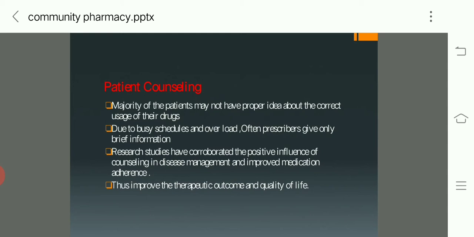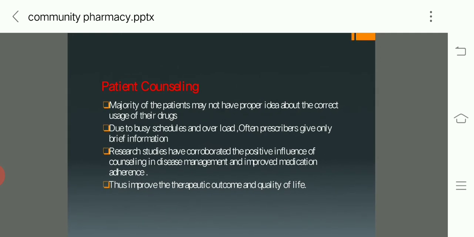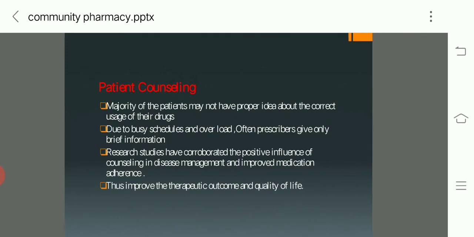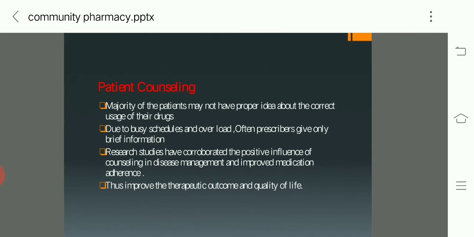Patient counseling. The majority of patients, mostly elderly patients, have concomitant disease. Concomitant disease means having more than one disease. They may not have a proper idea about their drugs. They may not know which drug to take for which disease, when to take it, and what the dose is for this drug. They may not know correctly about the drugs.